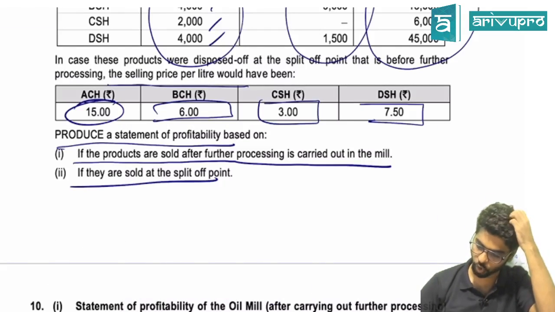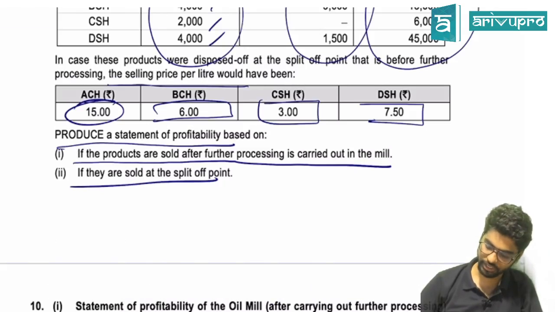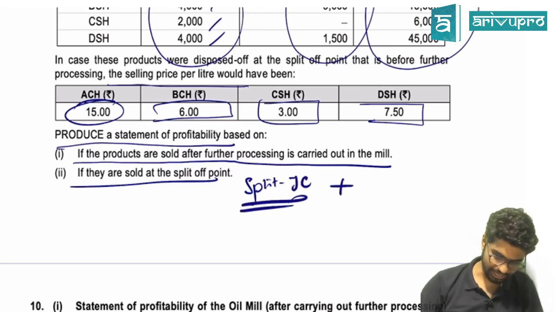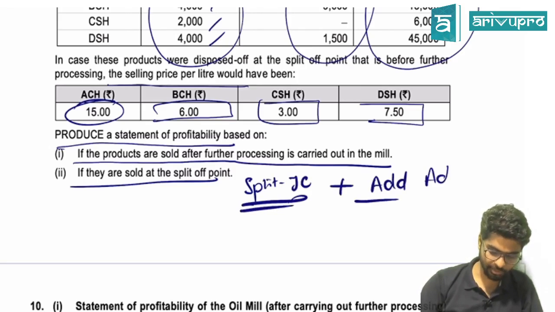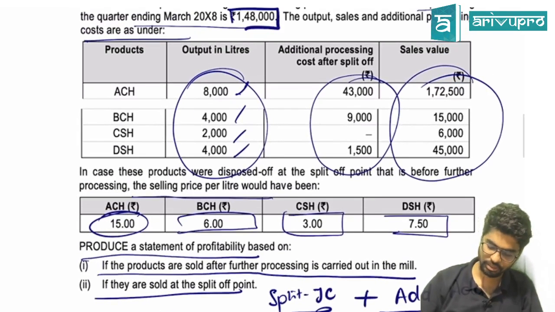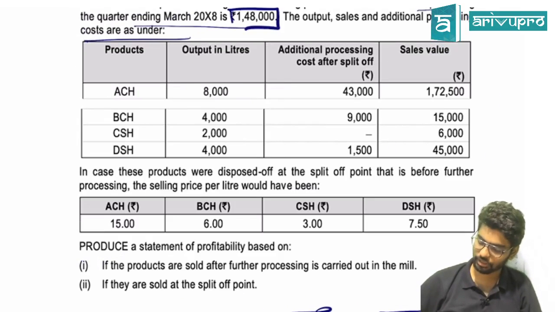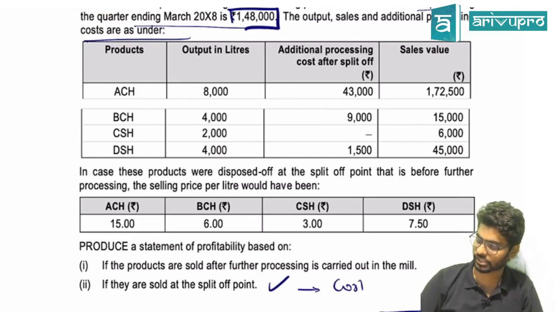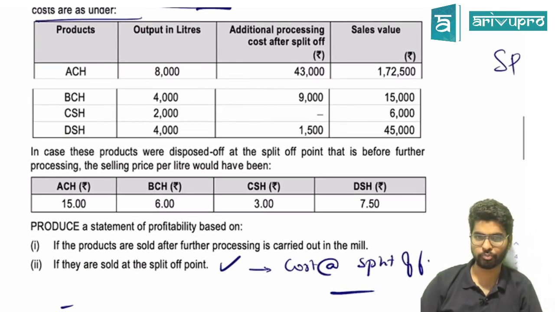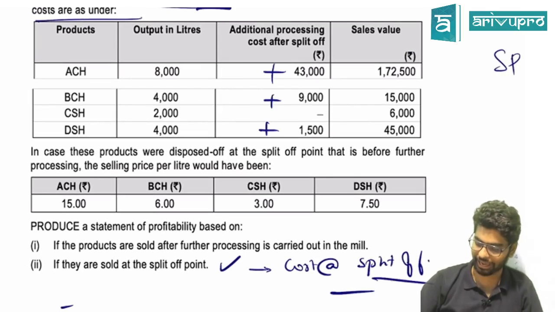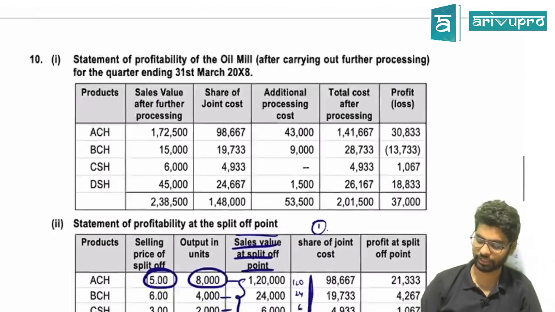If the products are sold after further processing, okay. See, first I will split the joint cost. For this, I will add additional processing cost. Then I will reduce from the sales value. Now see the question. When I did the second step, I ended up getting the cost at the split off point. Yes or no? I ended up getting the cost at the split off point. For this, I will add all of this cost individually. Then I will reduce it from the sales value. I end up getting my profits here.